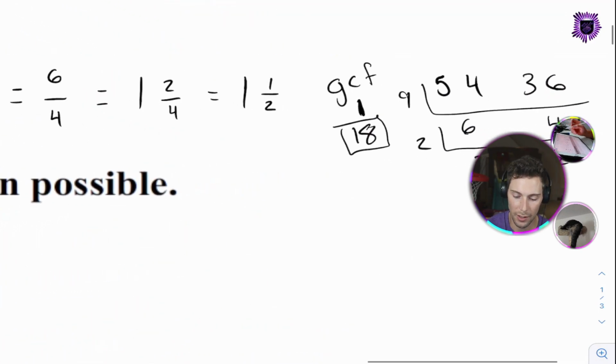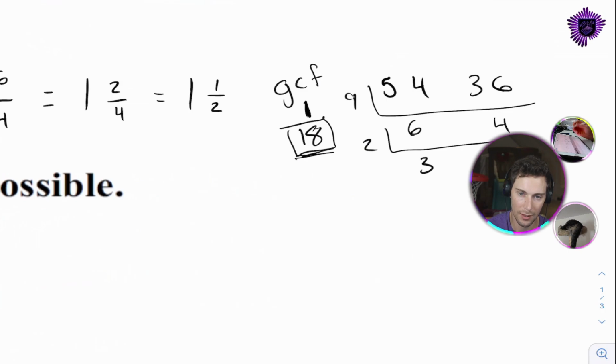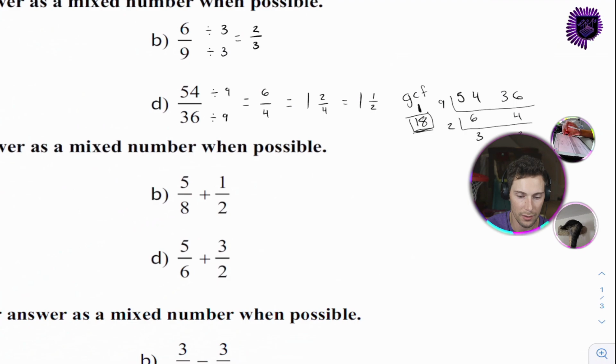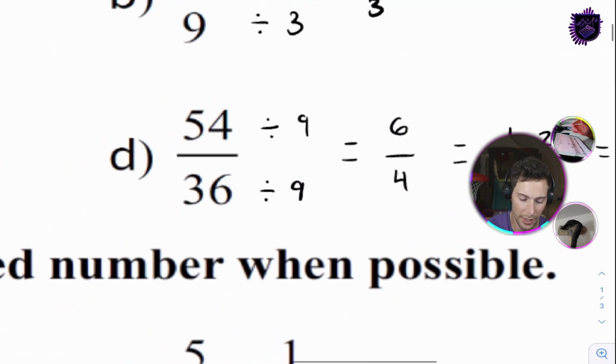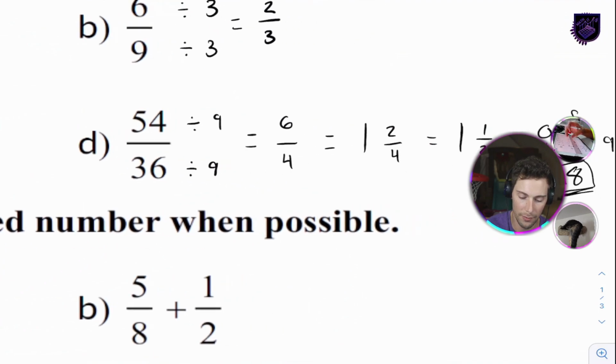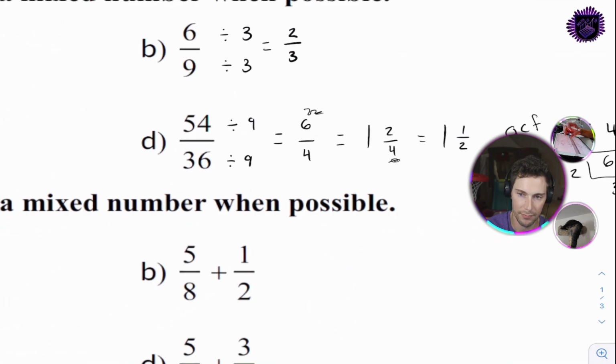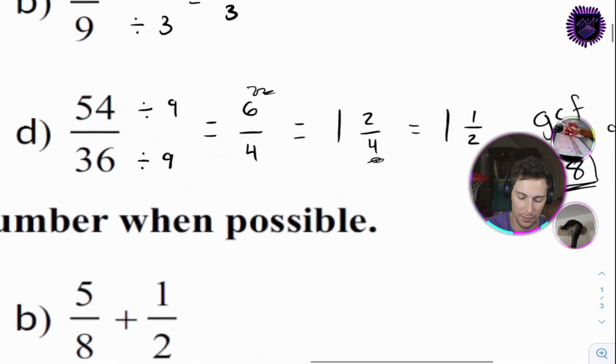So if I would have started with 18, it would have been faster. But you don't have to start with the GCF always. It's helpful because then we would have skipped this step here and this step here. We would have gone right to 4 halves. 3 halves. 3 halves. Anyway.